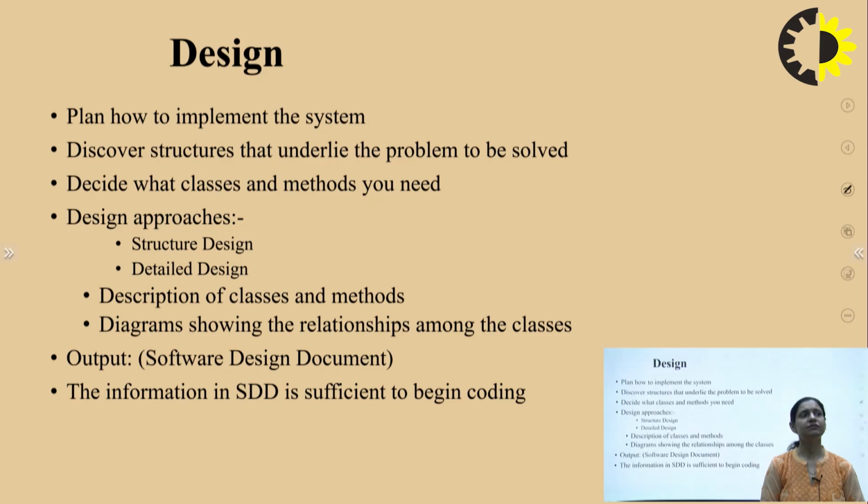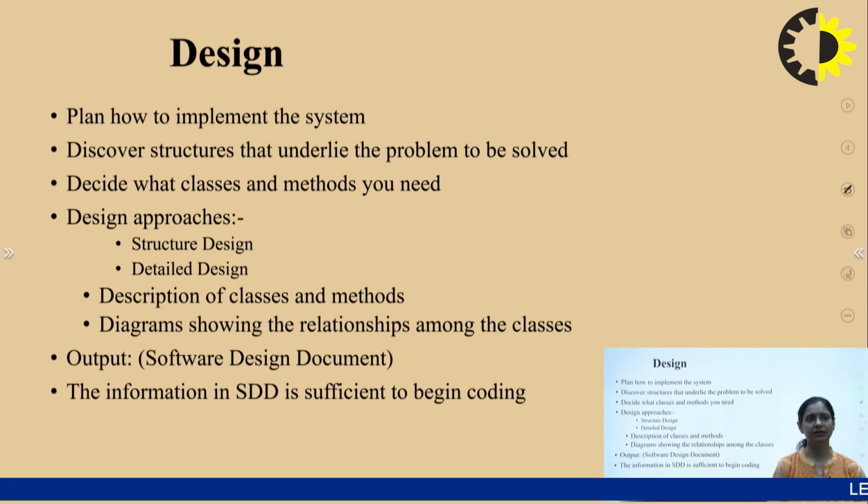It discovers different structures that underlie the problem that is to be solved. It decides what classes and methods would be needed. It has two approaches, the structure design and the detailed design. The structure design only talks about the outline of the whole software, what would be the modules and everything. The detailed design goes deep into each and every module and identifies what all things are there in the software.